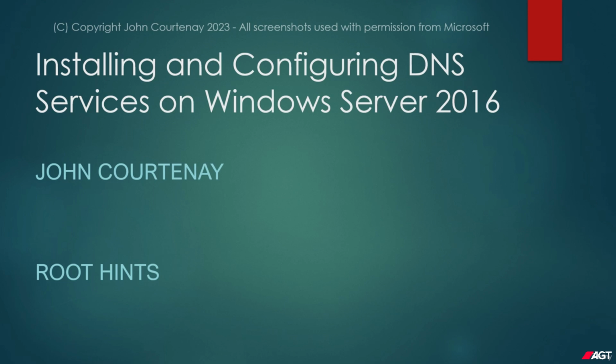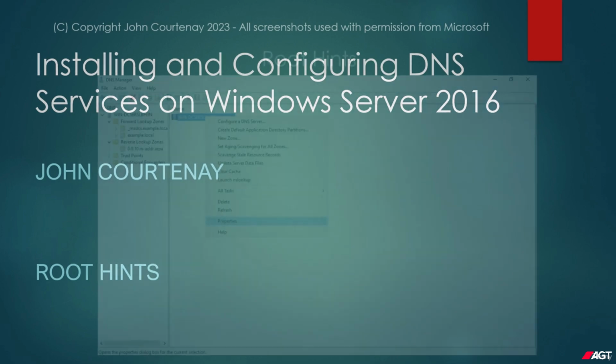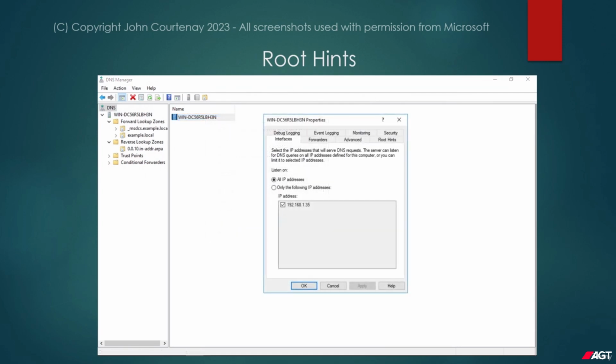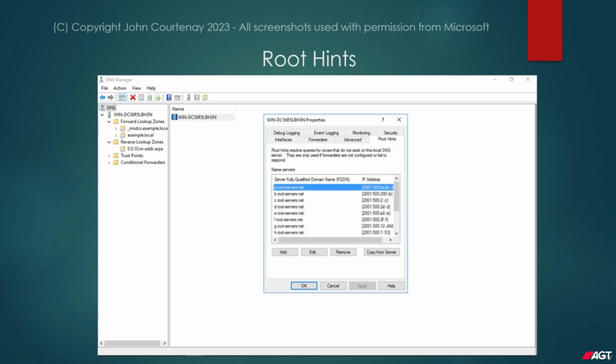Root hints are pointers that a DNS server can use if it is unable to give an answer to a DNS query from a client computer. These are used for DNS servers that also need to provide DNS resolution for internet-based sites. By default, root hints are set up on Windows DNS servers. To access the root hints, right-click on the name of the DNS server and click on Properties. There are some other advanced options and tabs here, but these are beyond the scope of this course. There are 13 root servers from a.rootservers.net all the way to m.rootservers.net.